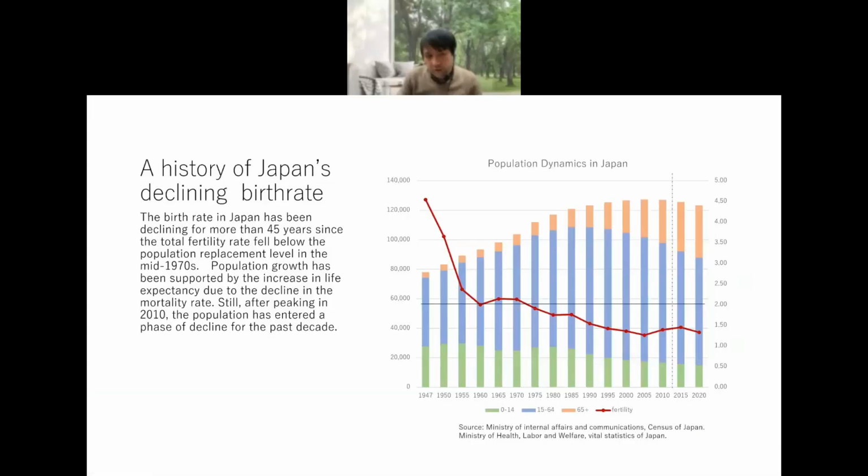The birth rate in Japan has been declining for more than 45 years, since the total fertility rate fell below the population replacement level in the mid 1970s. Population growth has been this one. Oh, wait a second.